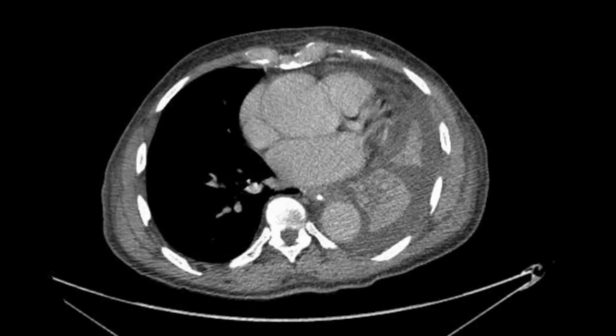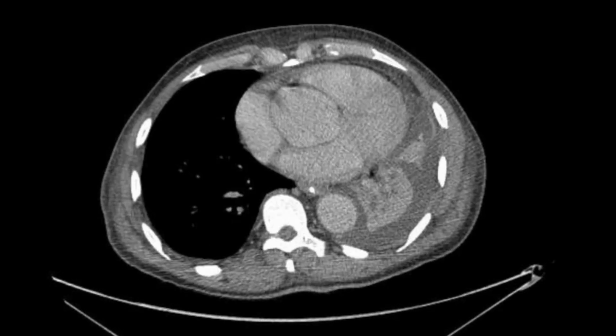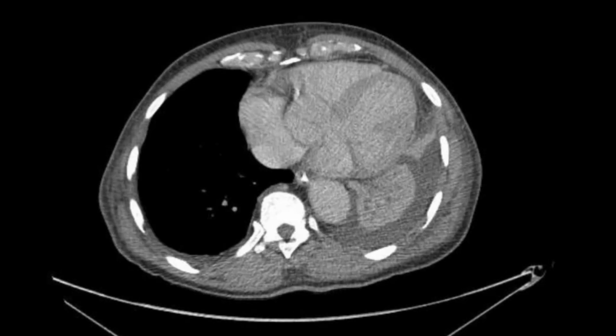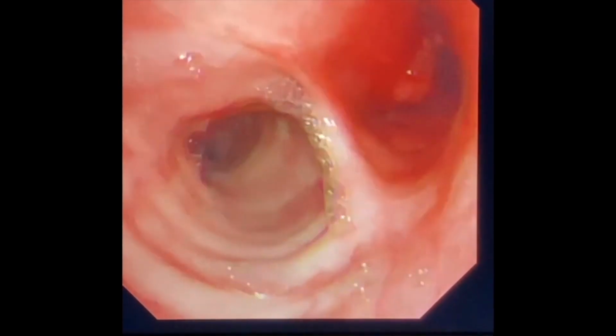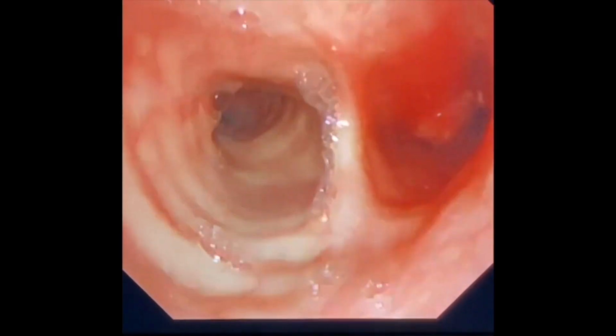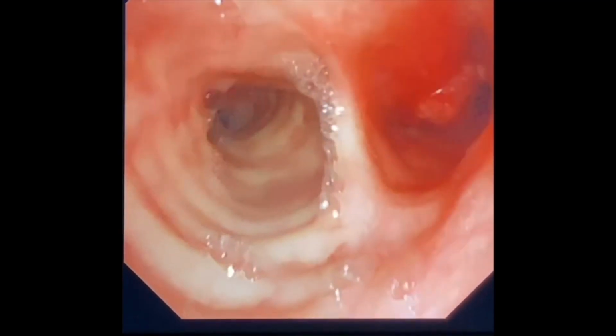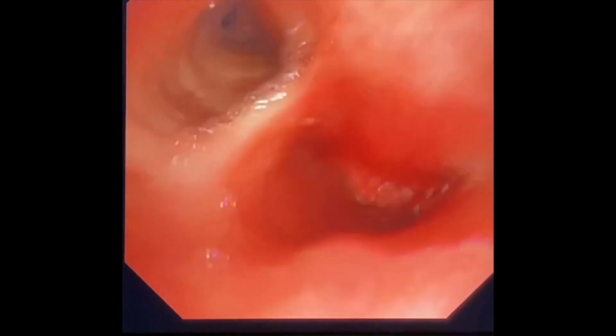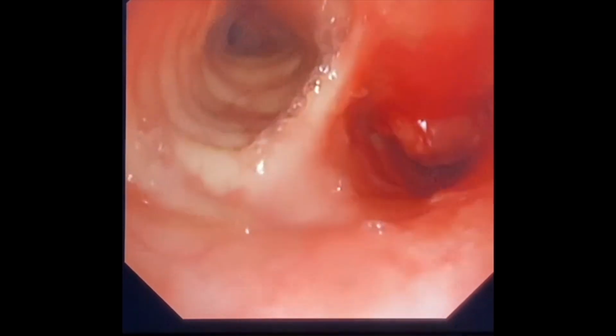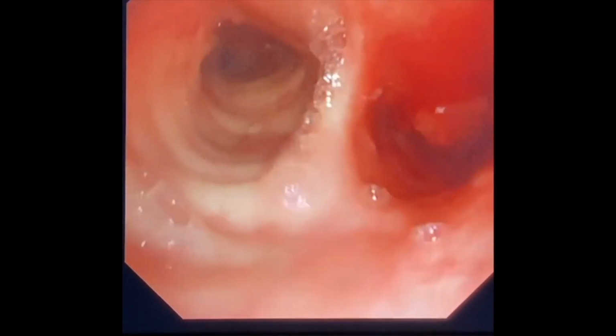He was transferred to our care for a joint procedure with GI colleagues for a bronchoscopy and esophagoscopy. So this is the patient's bronchoscopy, and to provide orientation, at 12 o'clock is the posterior wall of the trachea, and at 6 o'clock the anterior wall. So going into the left main bronchus, you can see the esophageal cancer eroding through the posterior wall, causing near complete obstruction.